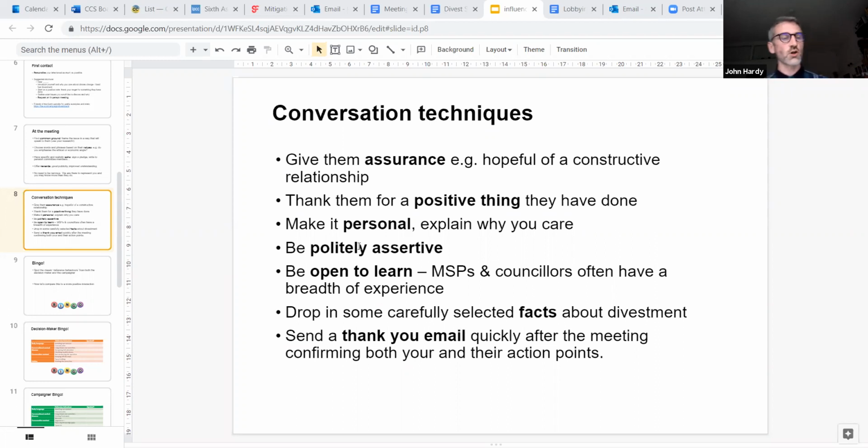And then, as well as that, it's always important to say thank you, both in the meeting and then in a follow-up as well. So it's worth sending an email quite quickly afterwards, so it's still fresh in the person's mind. And that helps to build an ongoing relationship with them if you say thank you for them taking the time to speak with you.